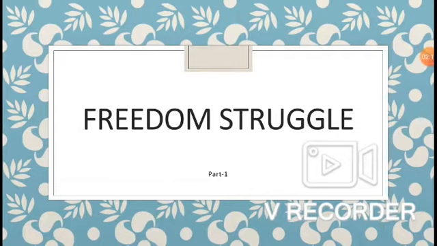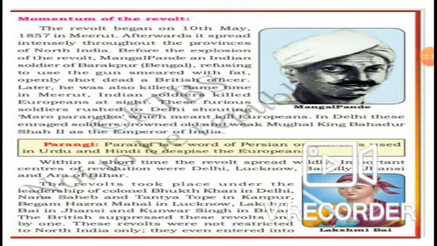So here, the Sipahi mutiny is also called the First War of Indian Independence. This First War of Indian Independence or Sipahi mutiny started in 1857 and lasted to 58.